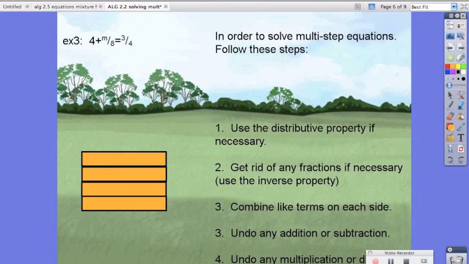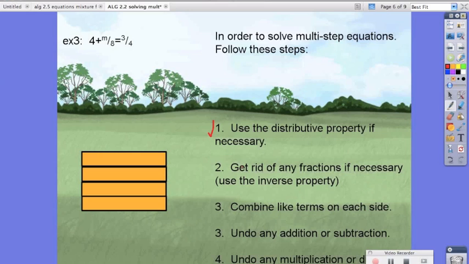So let's try another one right now. In example 3, we have, oh, I misnumbered, I'm sorry. In the next example, we have 4 plus m divided by 8 equals 3/4. So we're going to go through the same process. Number 1, use the distributive property if necessary. Well, it's not because we don't have any.